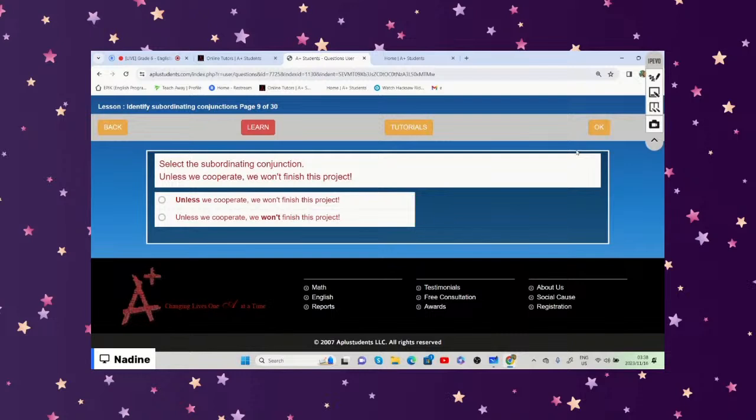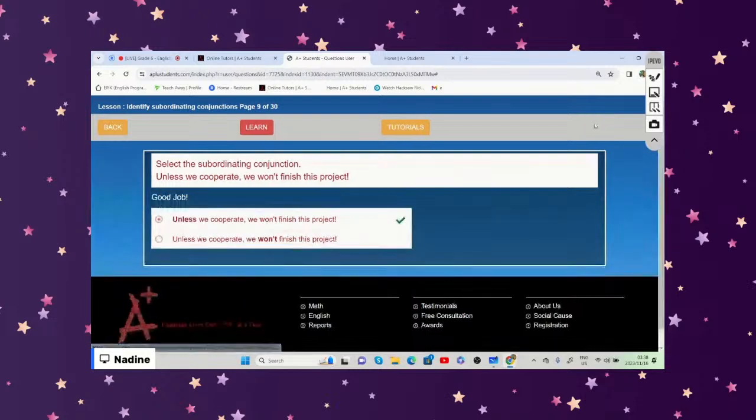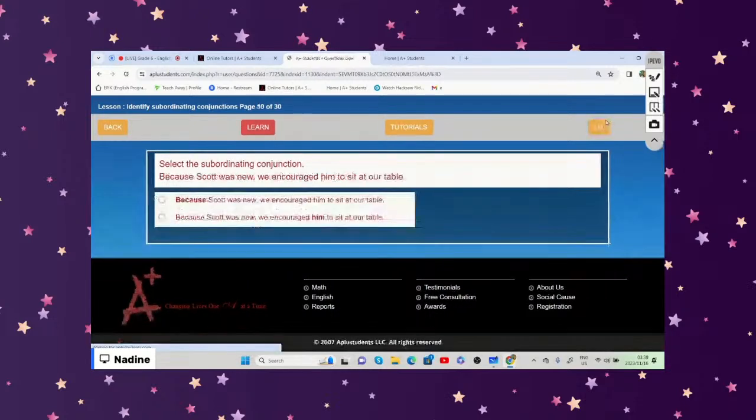All right, so we will then select unless. So unless is our subordinating conjunction that introduces our dependent clause within that complex sentence.